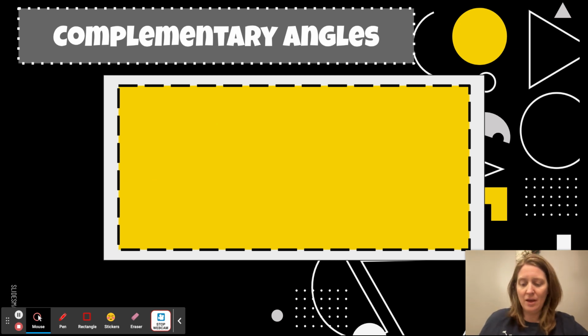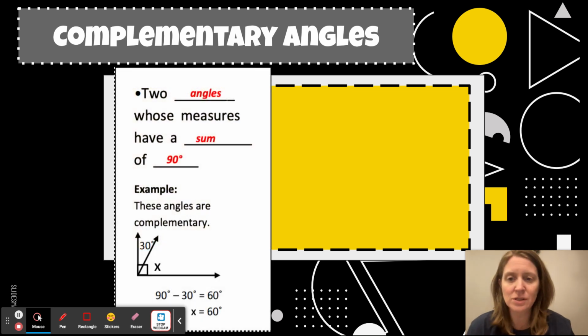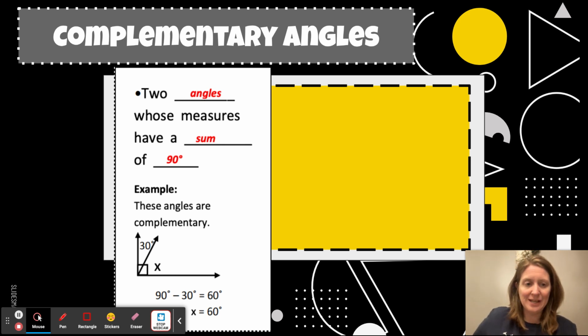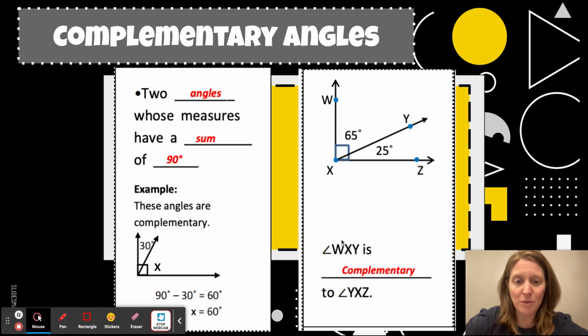All right, welcome back. The first tab is complementary angles. So when you open that tab up, what you're going to see is two angles whose measures have a sum of 90 degrees. So in order to be complementary, the two angles have to add up to be 90 degrees. What I like to think of is a corner. Usually corners are 90 degrees and two angles that add up to be 90 degrees are complementary. So you can think of it as complementary corner. And an example of this, WXY is complementary to YXZ. Those two angles add up to be 90 degrees.